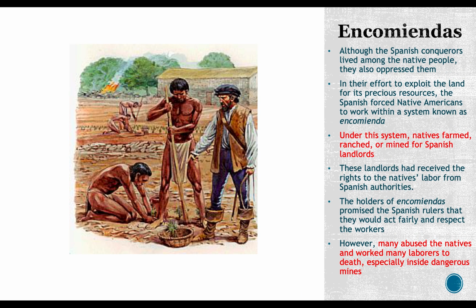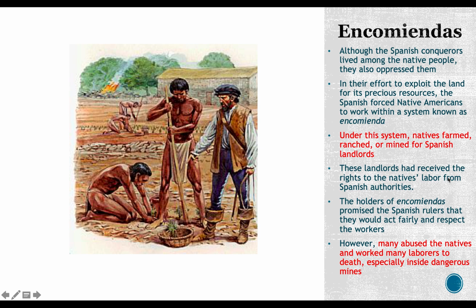All right, encomiendas. Although the Spanish conquistadors lived among the native people, they also oppressed them. They did not treat them very nicely. That's what oppressed means. In their effort to exploit the land for its precious resources, Spanish forced Native Americans to work in a system known as encomienda. Under the system, natives farmed, ranched, and mined for the Spanish landlords. So the Spanish were just going to enslave these Native Americans pretty much.